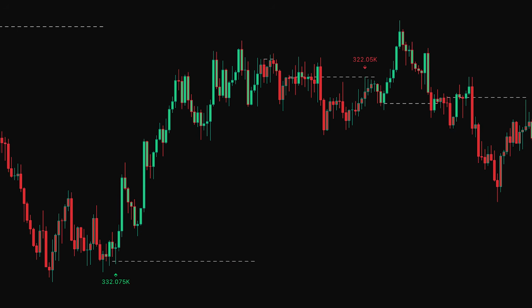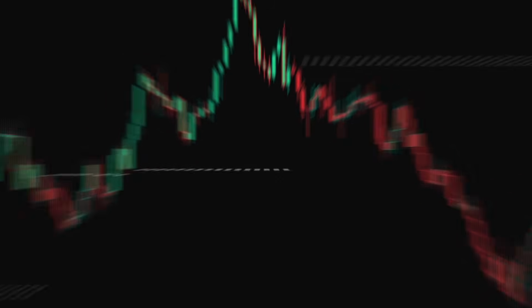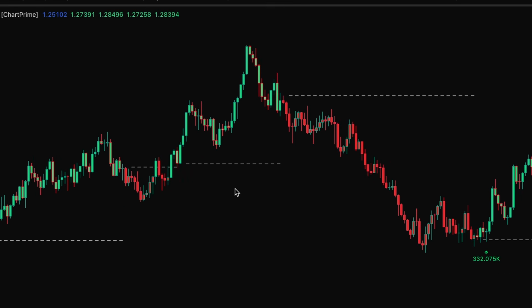You'll also notice labels popping up when price wicks into these levels, showing volume from a quick 3-bar average or the price itself if you toggled that. Plus, the candles get colored. Green if price is above the level, bullish vibe. Red if below, bearish, to give you a quick visual read on the trend.